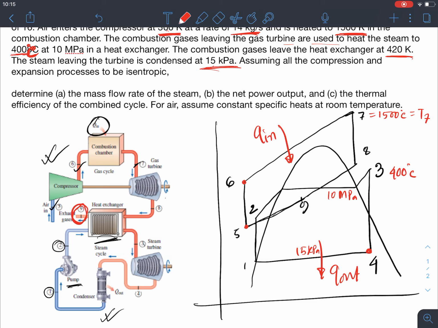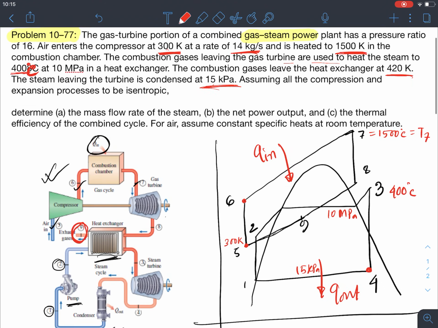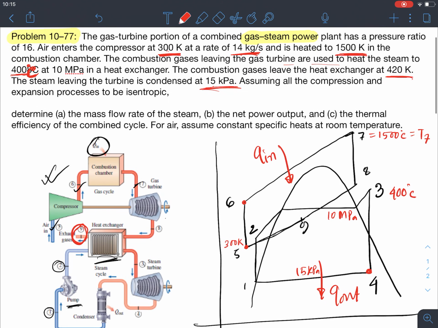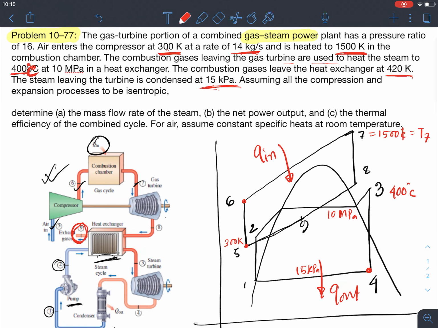And then what else do we have? The inlet temperature was 300 Kelvin. Actually, excuse me, these are Kelvin, all of them are Kelvin.